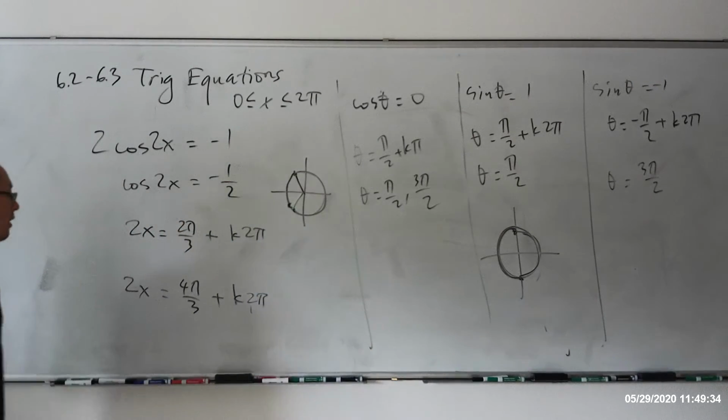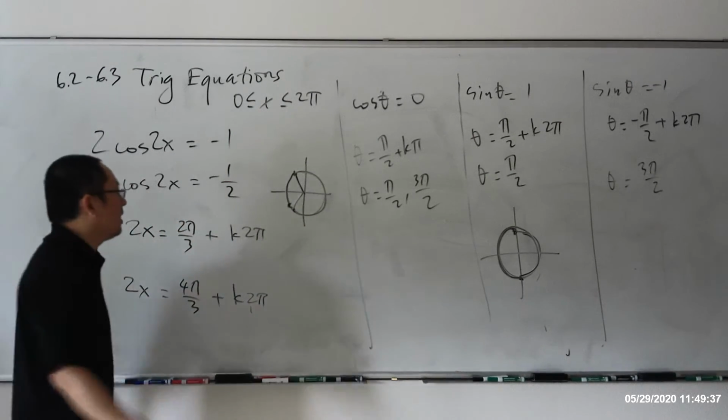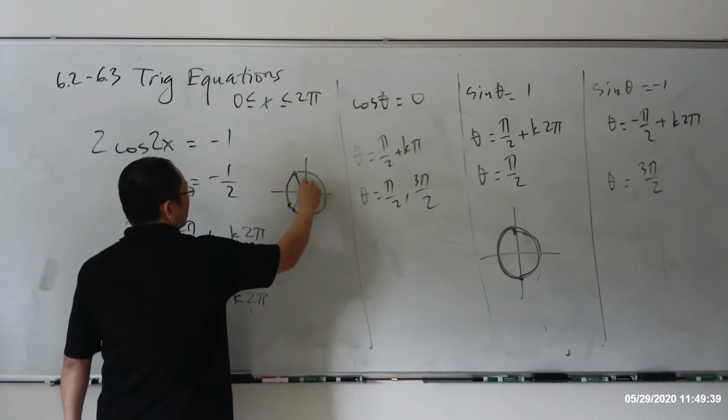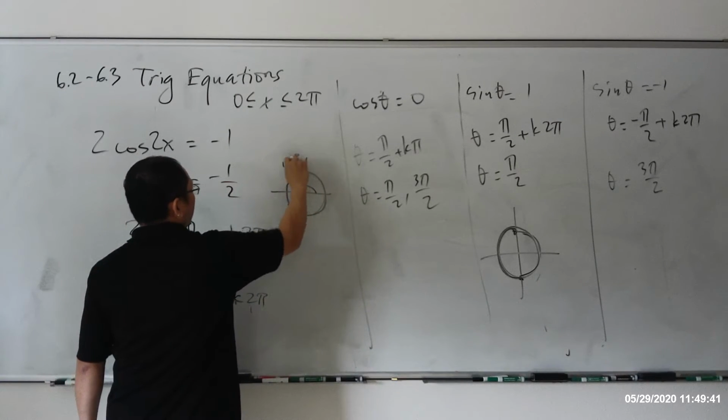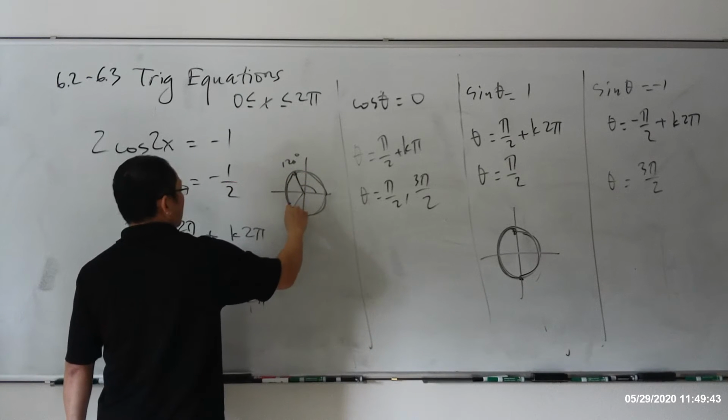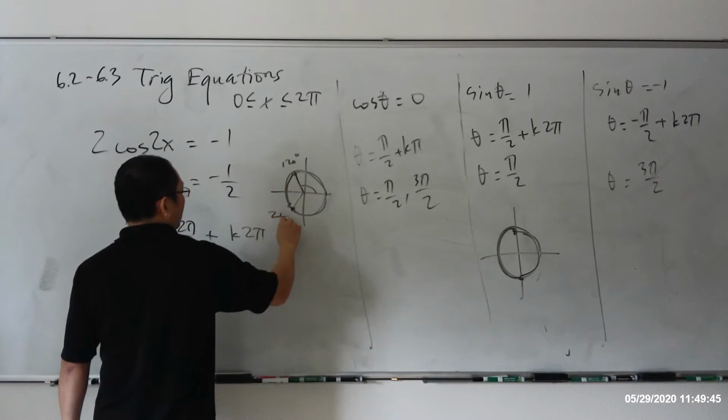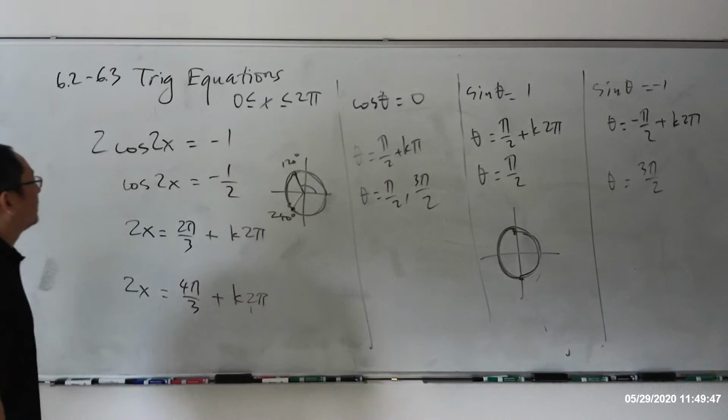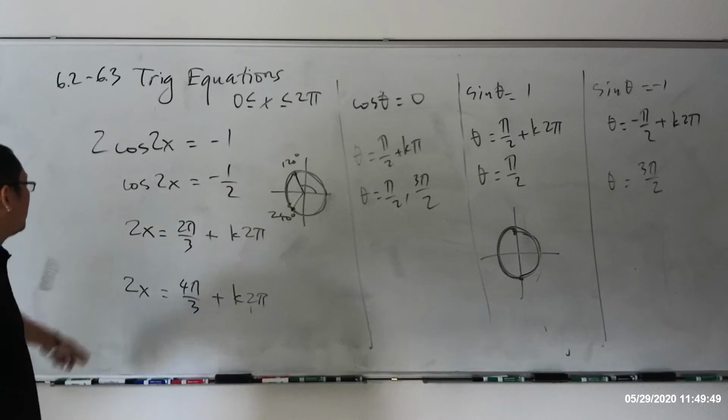Okay, and if you don't feel comfortable with pi, then you can think of degrees. This angle is what? 120 degrees. From here, it's 120 degrees. The angle from here to here is 240 degrees. Okay, and this is for 2x.